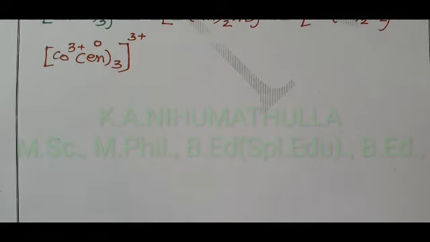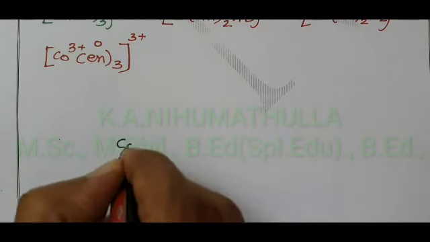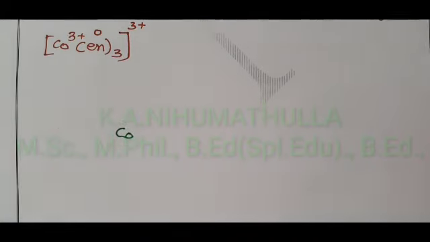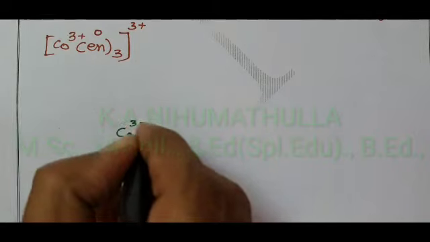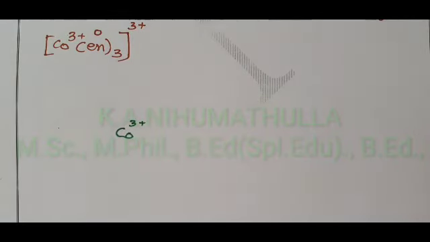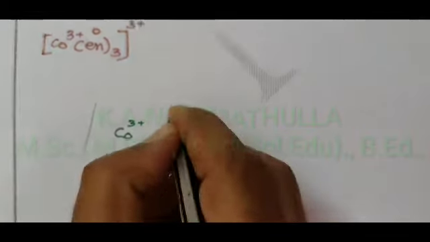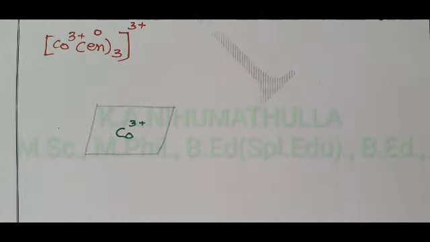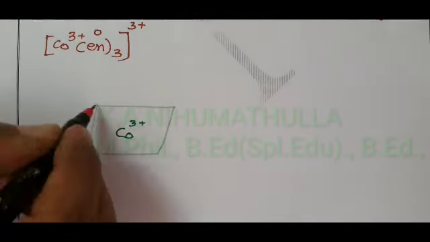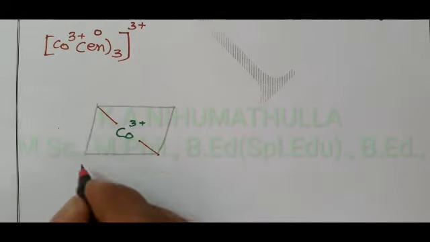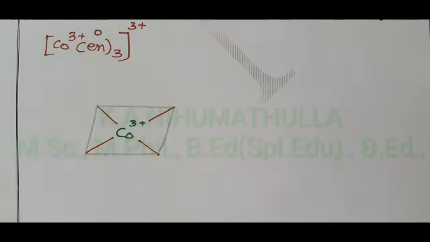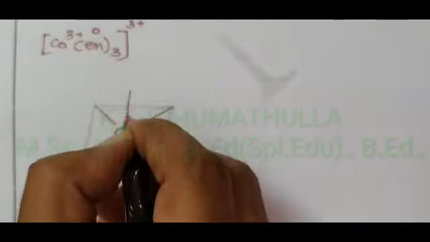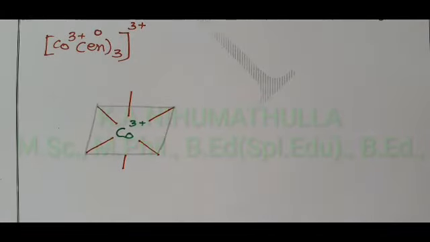The central metal ion is cobalt. Now I am going to draw the compound and its mirror image. Coordination number of cobalt 3 plus is 6. Octahedral complex, here you have 1 square and where the ligands are present, 1, 2, 3, 4. These are the coordination sites. Above the plane 1 bond, below the plane another bond. We have 3 ethylene diamine.